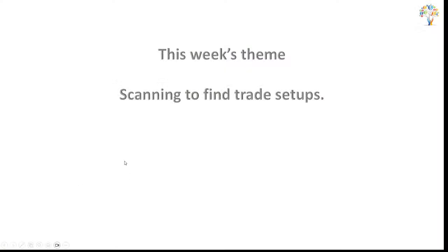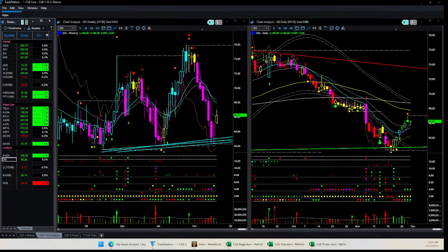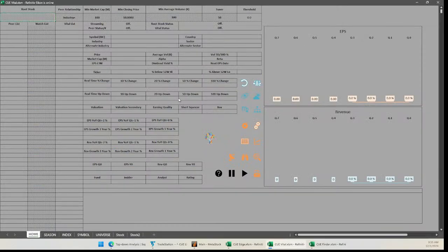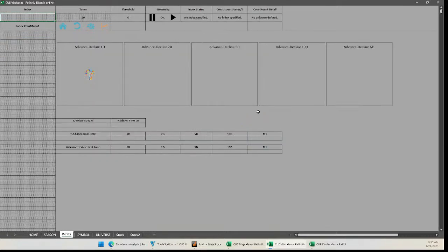Then this week's theme, scanning to find trade setups. Let's do this. Let's try to find the Russell 2000 constituents using Q index. That will be a nice way to demonstrate how I actually go about finding trades based on my market level analysis. So it's connecting with Refinitiv, retrieved 1962 constituent stocks, everything done in real time. No data is stored on my computer.